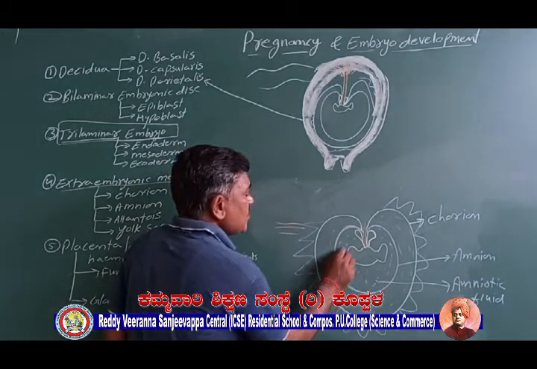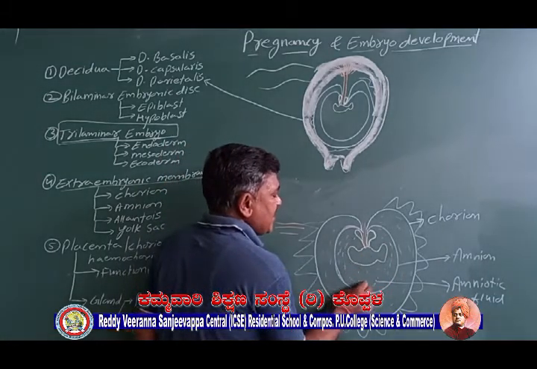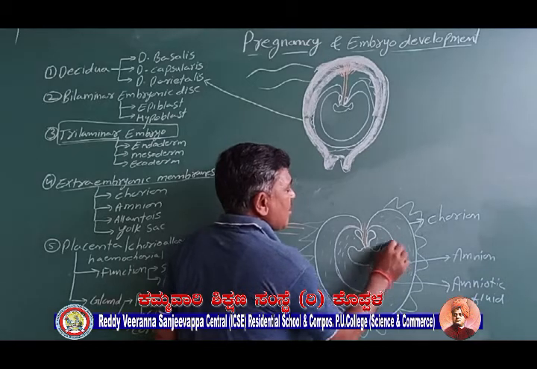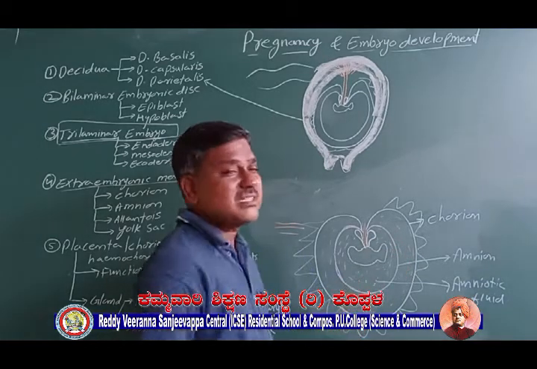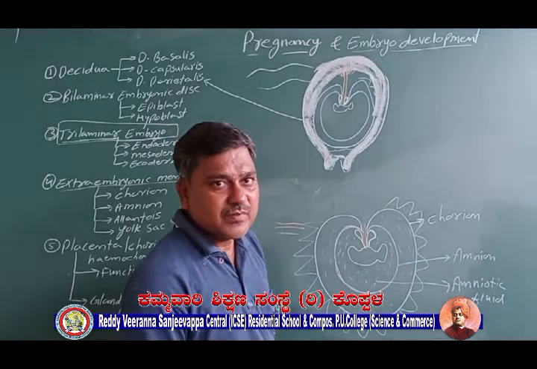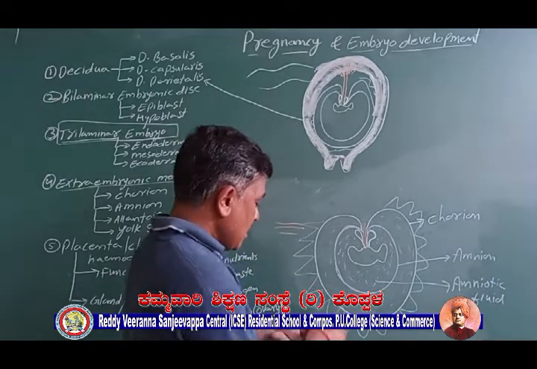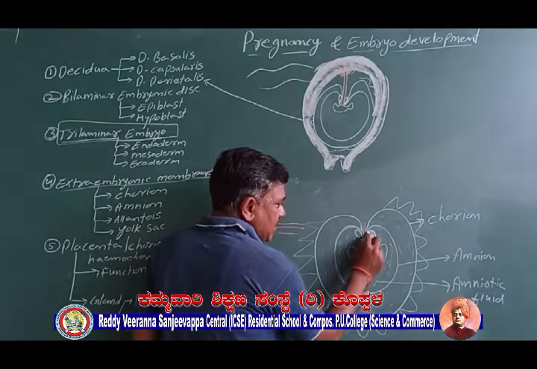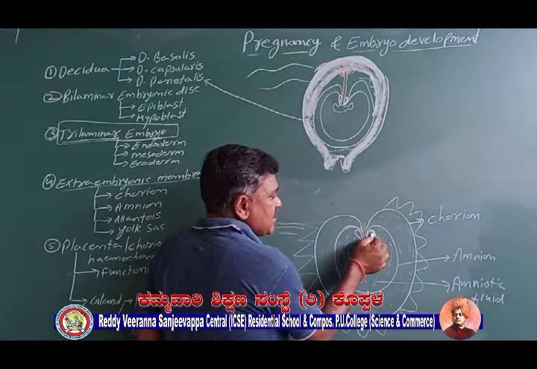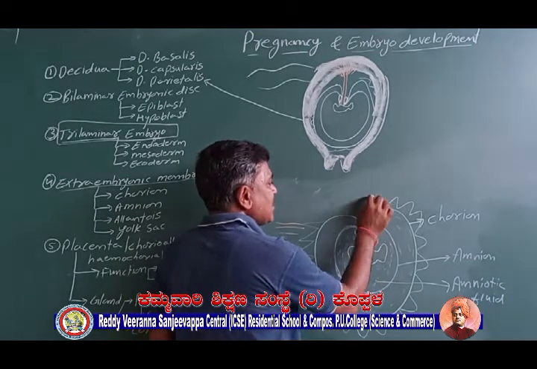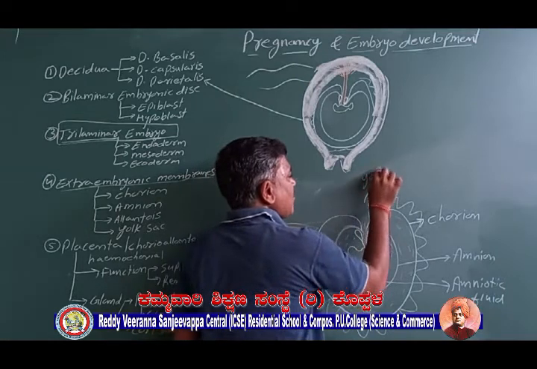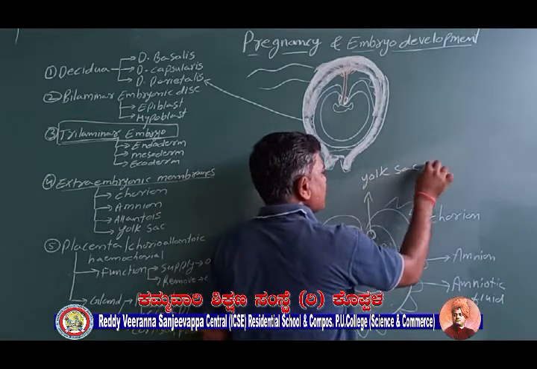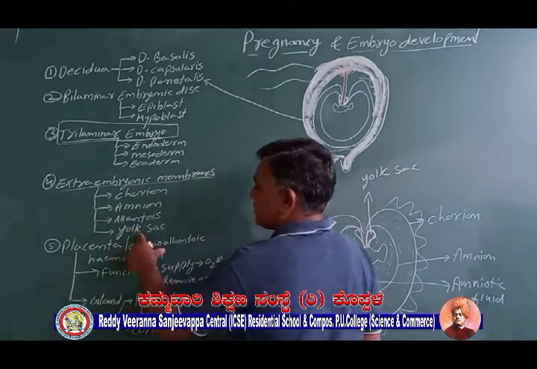All the nutrients provided to the embryo are present in this amniotic fluid. Clear? Now, towards the midgut, there is one sac-like structure, and we call it the yolk sac.